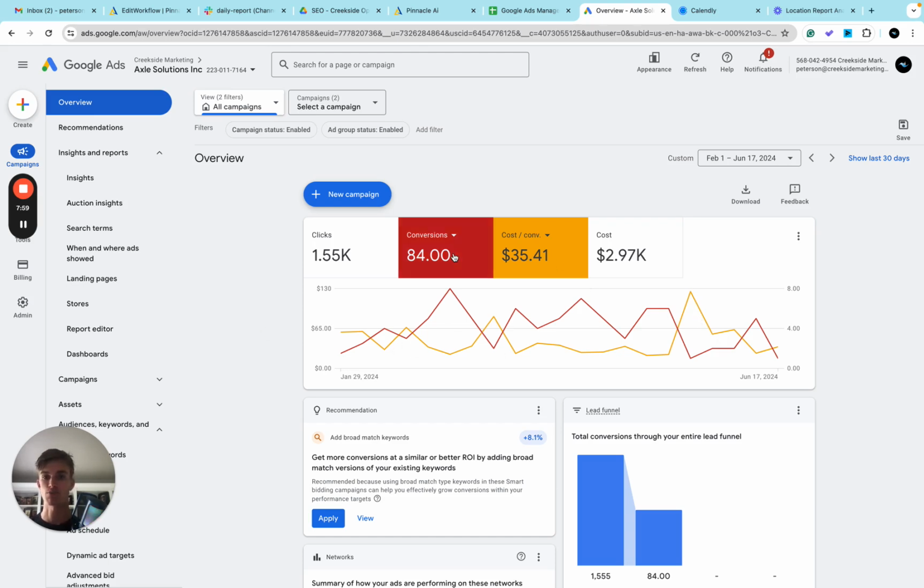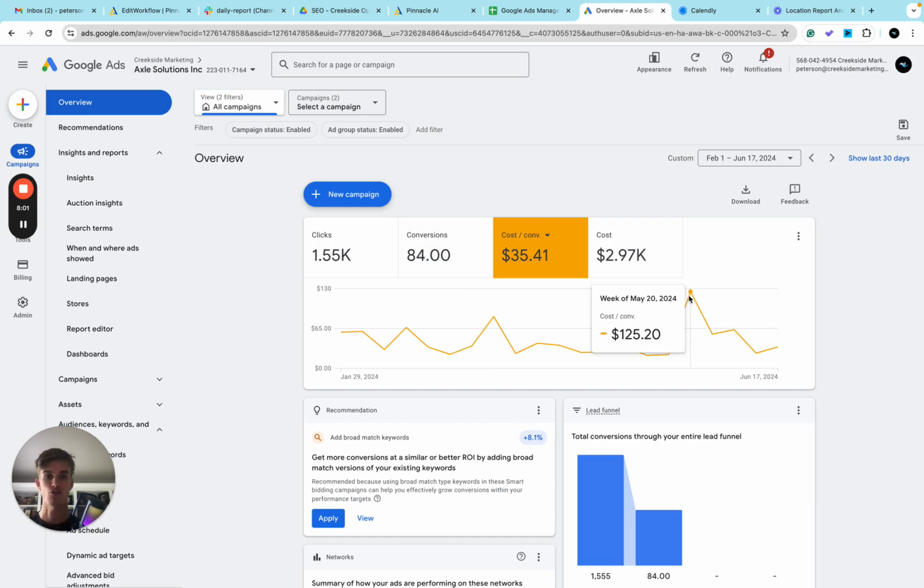Same thing if you just look at cost per conversion. Cost per conversion spikes up and stays up just a tad. But as you can see, it comes back down and averages out. So as long as it's coming back down to the average after these peaks, you're okay. There's not much to worry about.